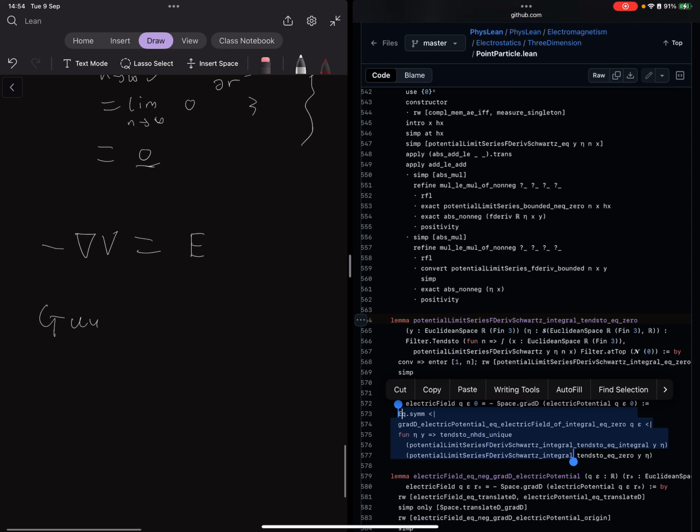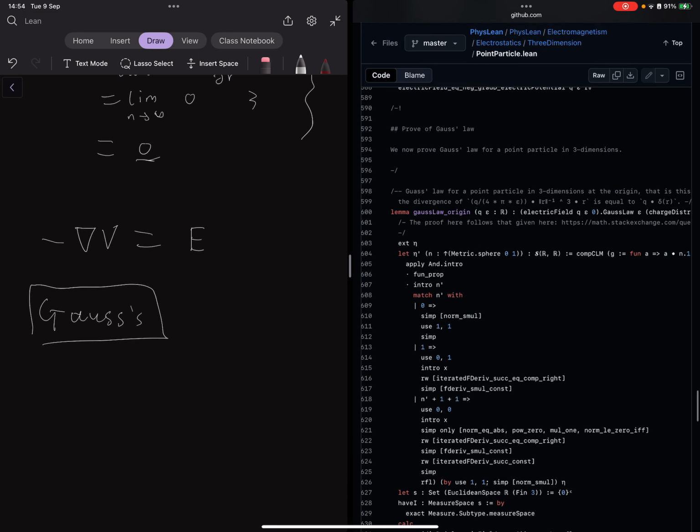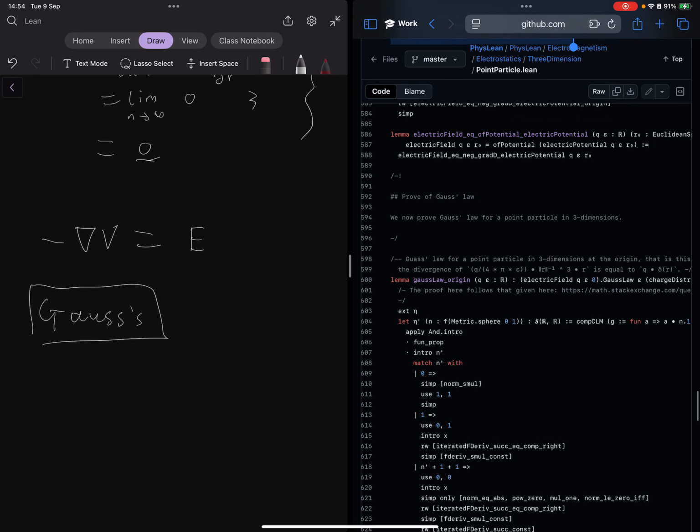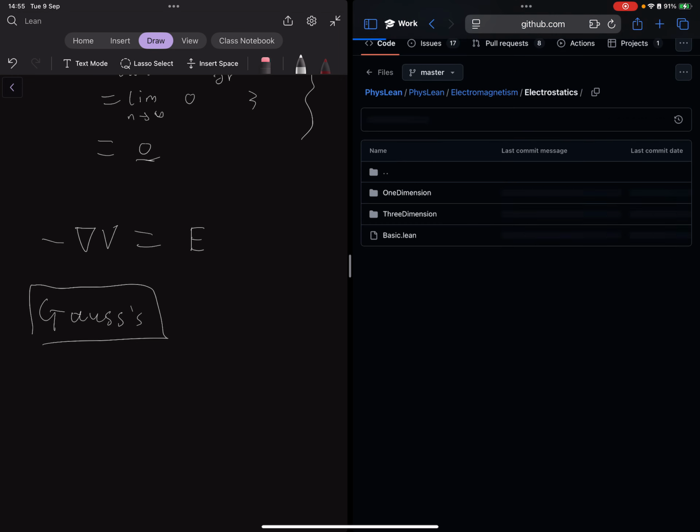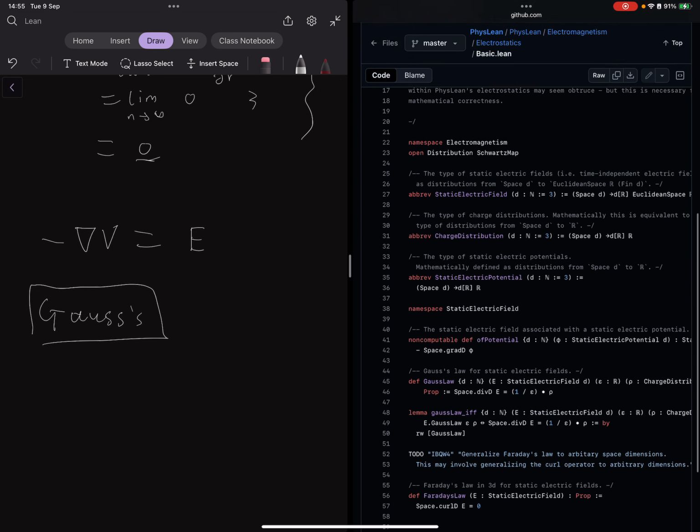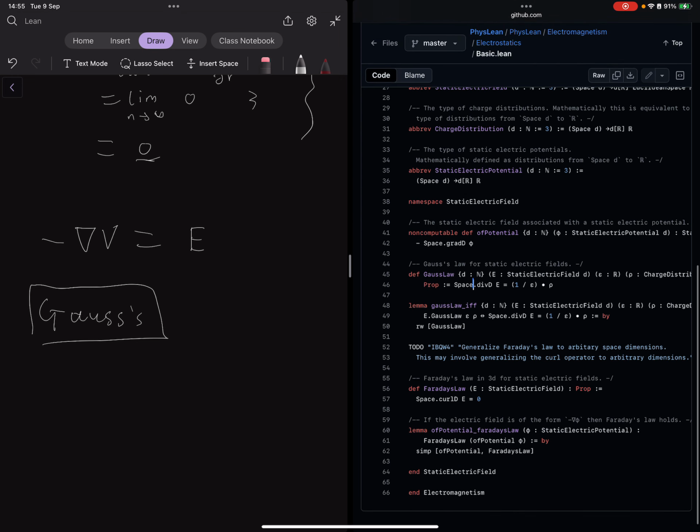And I want to show Gauss's law and the proof of Gauss's law within PhysLean. So what does Gauss's law say? Let's remind ourselves what Gauss's law says by going over to electrostatics, going over to basic. Gauss's law is this statement here.